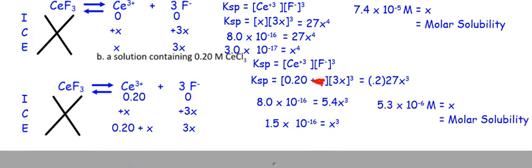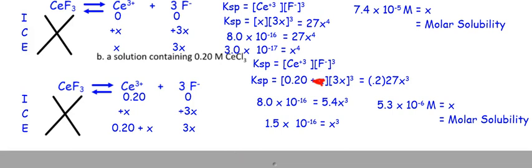All right, I think I fixed it now. So this is 27 times 0.2 is 5.4 equals x cubed. I divided both sides by 5.4. I get 1.5 times 10 to the negative 16th. I took the cube root of that, and now I get 5.3 times 10 to the negative 6. What does that do for you? Well, this is in pure water. This is with the common ion. Notice that you have less dissolving going on, all right? You have a lower concentration in solution.